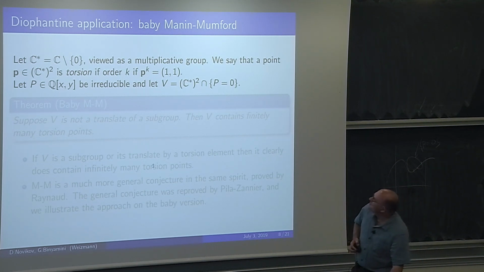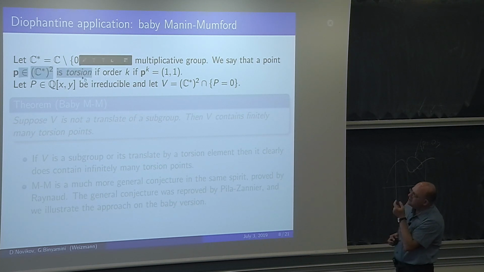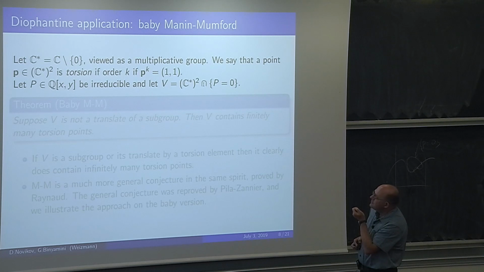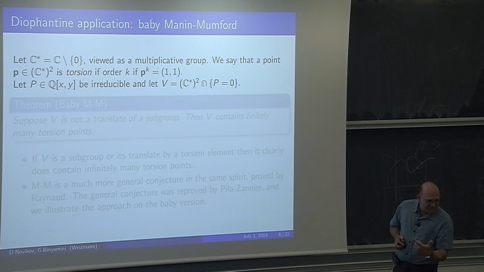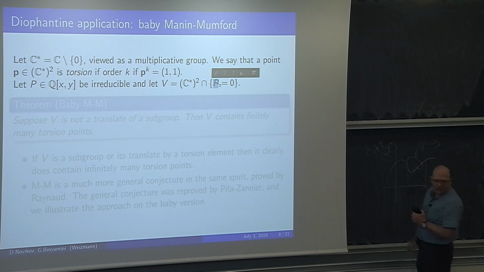So the question is why all this is interesting. Here's an example of how it can be used to prove finiteness of the number of rational points. Suppose we take a two-dimensional torus, and we want to count the torsion points on a curve inside this torus. We want to prove that their number is finite. There is a trivial example when the curve is something like x to the m equals y to the n. This is a subgroup of C2.